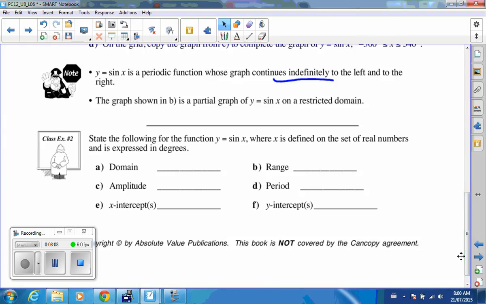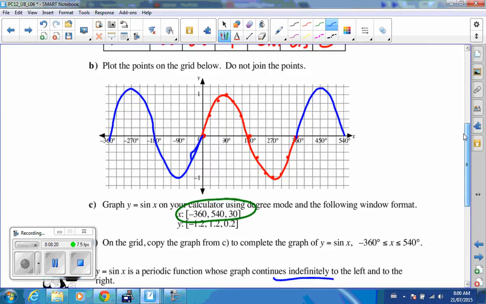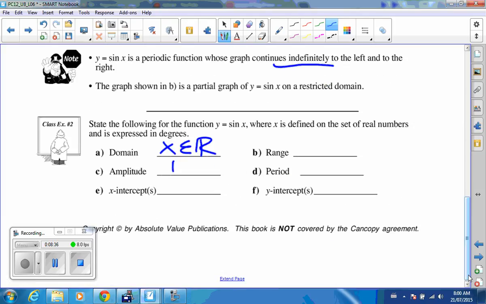So domain. There are no limitations on my domain, so it's just x is an element of the reals. My amplitude is 1. It goes 1 above and 1 below. If we look back up here, 1 above, 1 below. And then my period, the time taken from peak at 90 to next peak at 450, that's 360. Or I could say midline going up to midline going up. Well, that's 360.